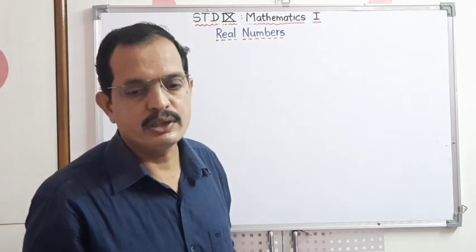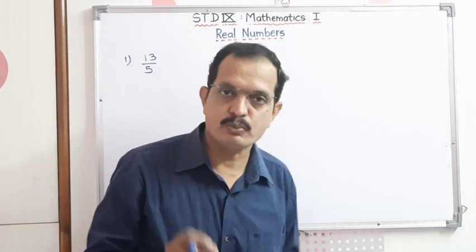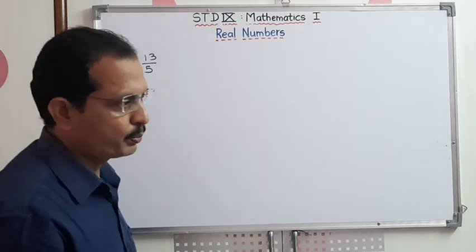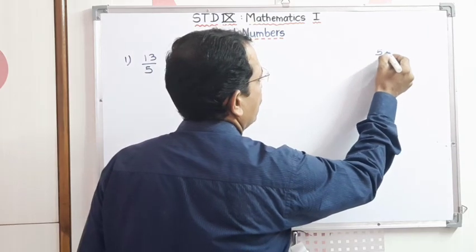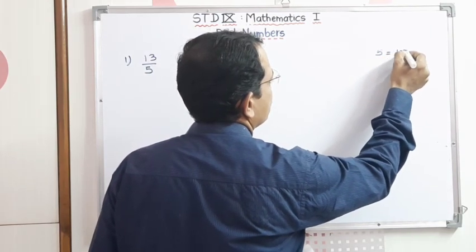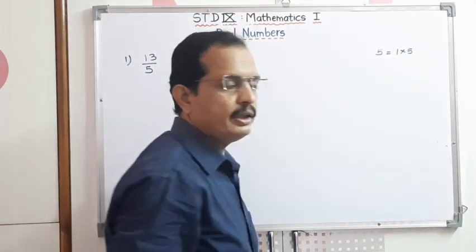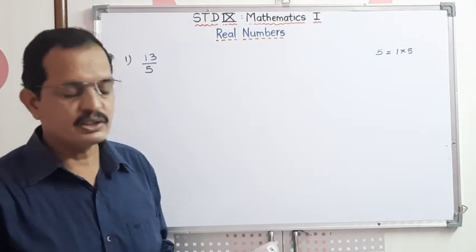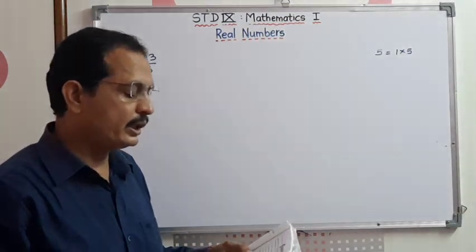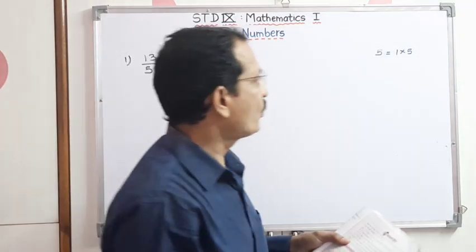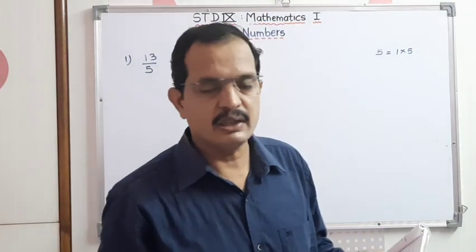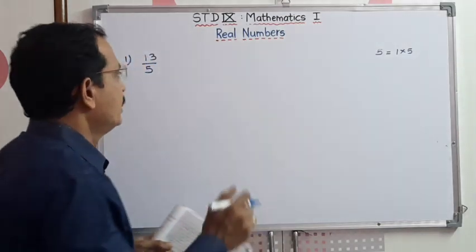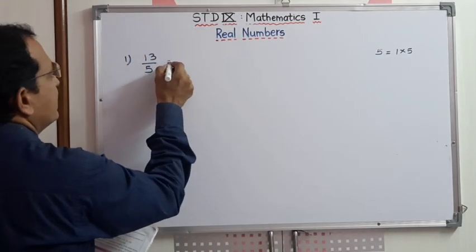For that purpose we do not have to do the division process, we have to see the property. Now see the denominator is 5 and take out the factors of this, it is 1 and 5. Its prime factor is 5 and we know that if the prime factor of a denominator is 2 or 5 only, then its decimal expansion is terminating.